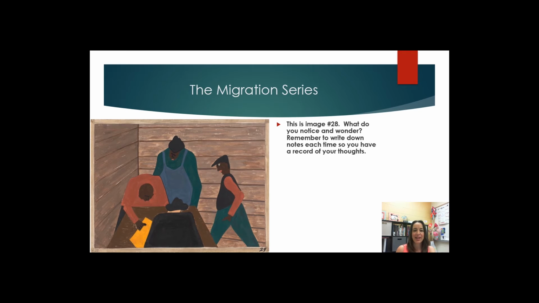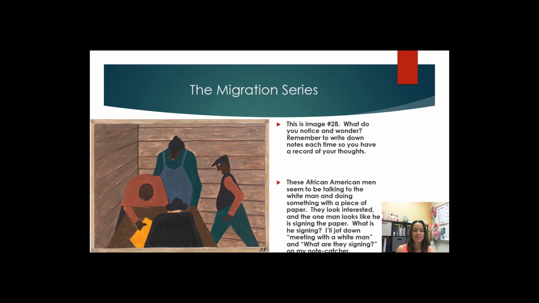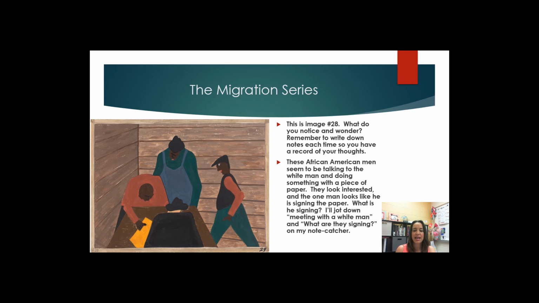This is image number 28. What do you notice and wonder? Remember to write down notes each time so you have a record of your thoughts. These African American men seem to be talking to the white man and doing something with a piece of paper. They look interested, and the one man looks like he is signing the paper. What is he signing? I'll jot down meeting with a white man and what are they signing on my note catcher.